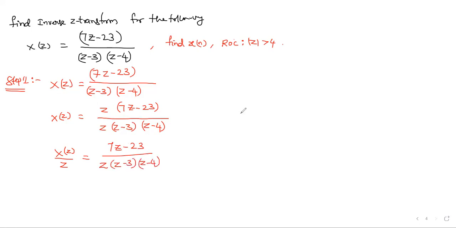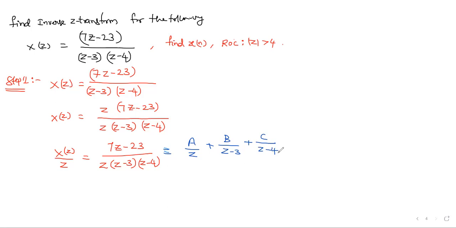Now what we need to do? We need to write the partial fractions, which is equal to A divided by z plus B divided by z minus 3 plus C divided by z minus 4.